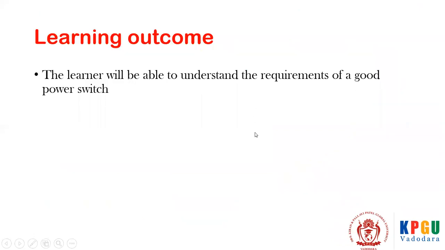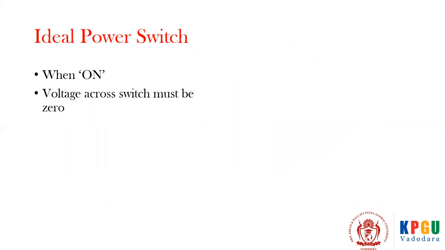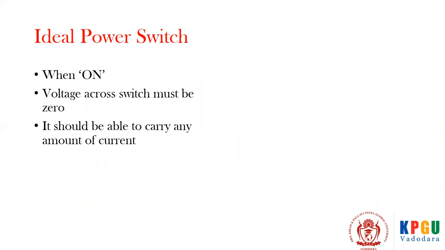So the learning outcome is that the learner will be able to understand the requirements of a good power switch after attending this session. So what is an ideal power switch? When an ideal power switch is turned on, there should be no voltage across it. The voltage across the switch must be zero. It should be able to carry any amount of current, so the current through it should be infinite or very large, and it should be turned on instantly, that is, T on, the turn on time, should ideally be zero.